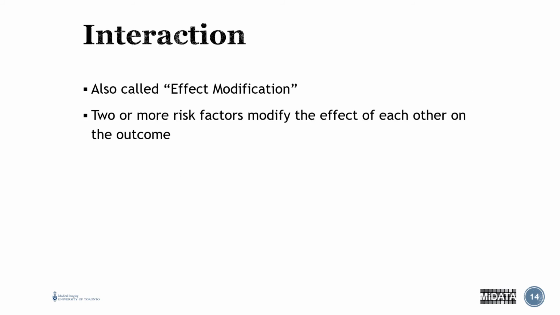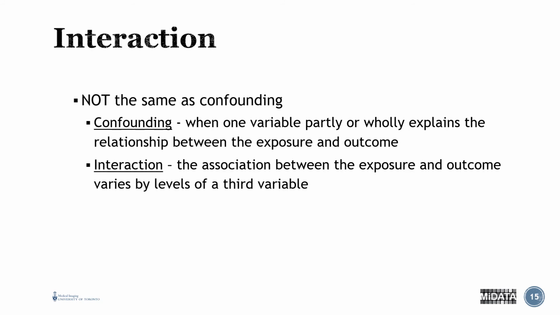Now, interaction, which is also called effect modification when you're in the epidemiology world, is essentially two or more risk factors that modify the effect of each other on the outcome. So interaction is not the same as confounding. Confounding, as we've just seen, is when one variable partly or wholly explains the relationship between the exposure and the outcome, whereas with interaction, the association between the exposure and outcome varies by levels of a third variable.